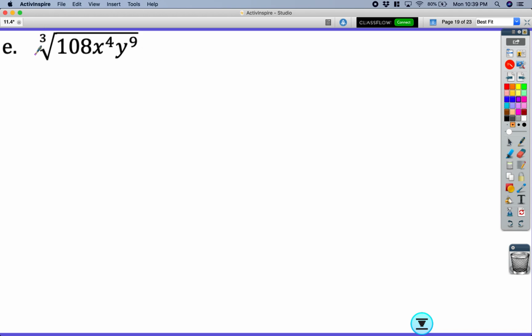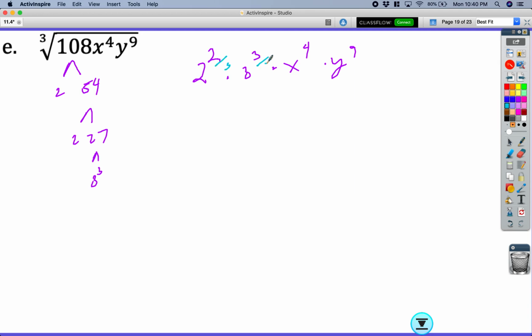All right, now guys, brand new thing that we haven't seen before. We've seen these in this handful of examples. What we're going to be doing now is looking at the 3rd root. So when I look at 108, guys, this would give me 2 and 54, 2 and 27, and then 3 to the 3rd power. 3 times 3 times 3 is 27, okay? So now I'm going to have 2 to the 2nd power times 3 to the 3rd power times x to the 4th power times y to the 9th power. And what I'm going to do is divide all of these by 3.